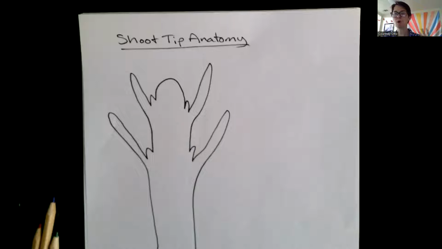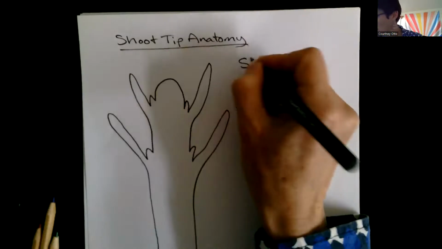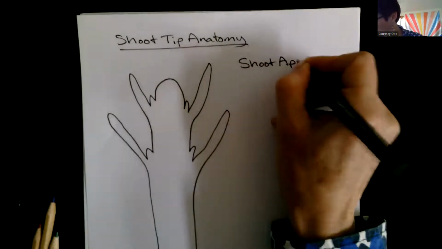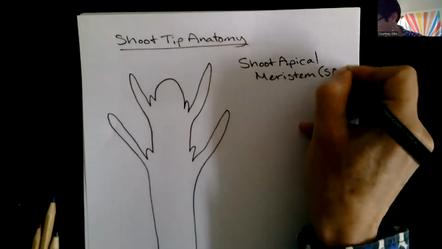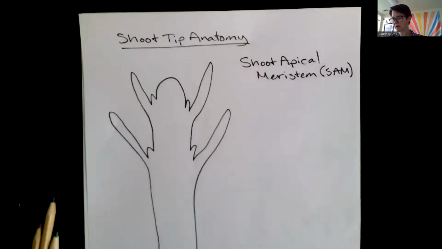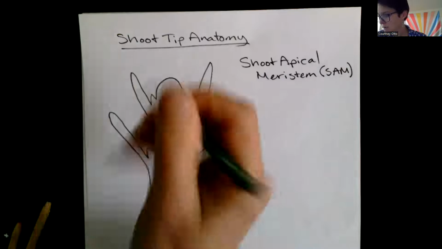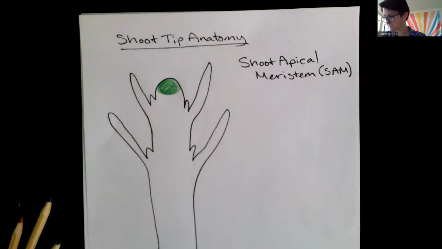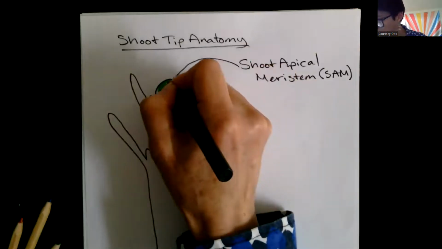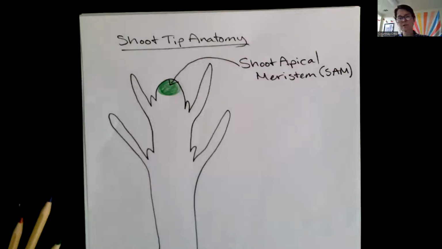And ultimately, we can trace all of the cells in the shoot back to our shoot apical meristem, or SAM. So below ground, we got the RAM, the root apical meristem. Above ground, we've got the SAM. And it's literally just sort of a dome of cells right here. And so that's our shoot apical meristem. That's where we're going to get lots and lots of mitosis to produce our developing leaves and to produce our developing stem.